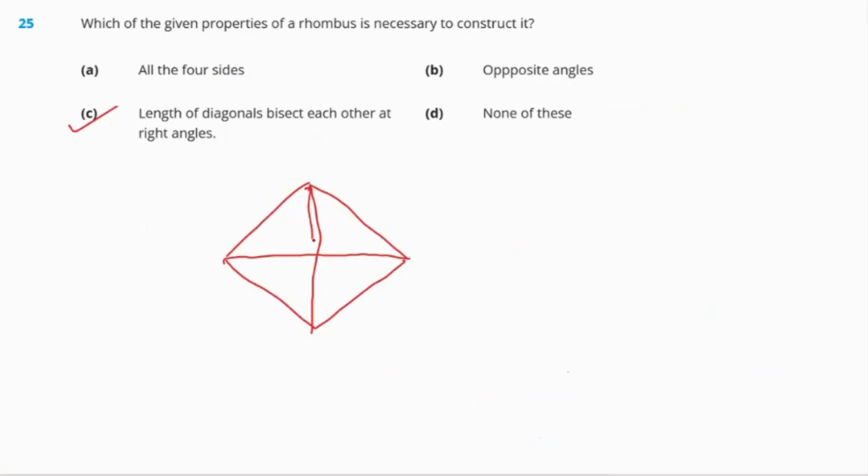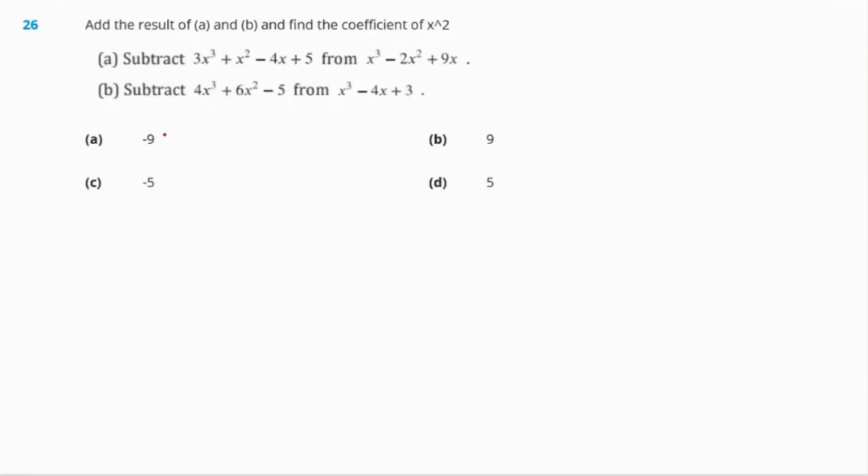See, length of diagonals bisect each other at right angles. So out of these options, this one is necessary to construct a rhombus: length of diagonals bisect each other at right angles. Option C is the correct one.